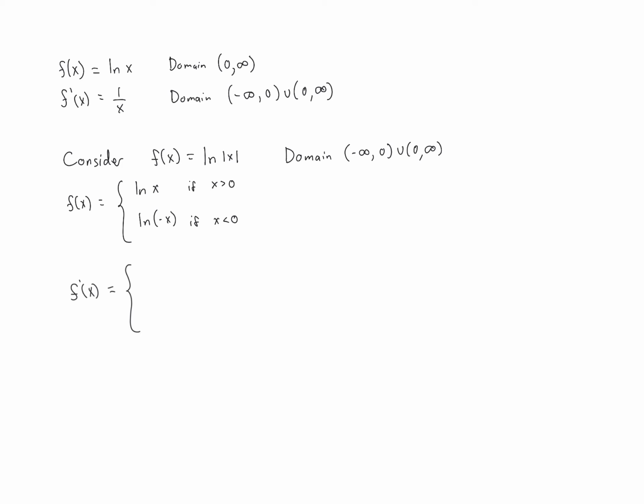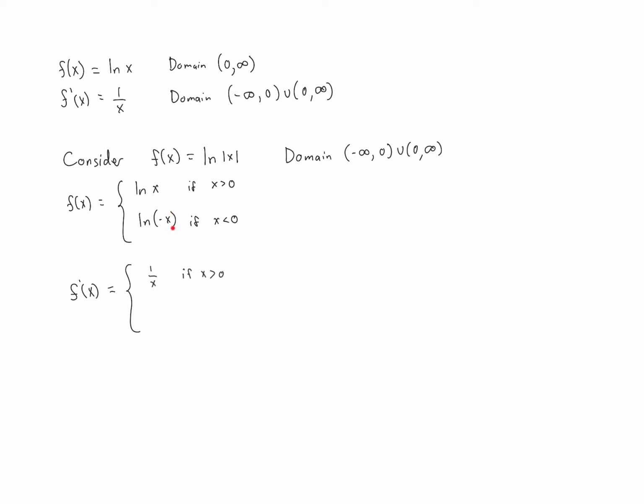Now we know that the derivative of ln of x is 1 over x. We've already seen that. So on this domain, when x is greater than 0, the derivative is still going to be 1 over x. Let's take a look at the domain when x is less than 0.